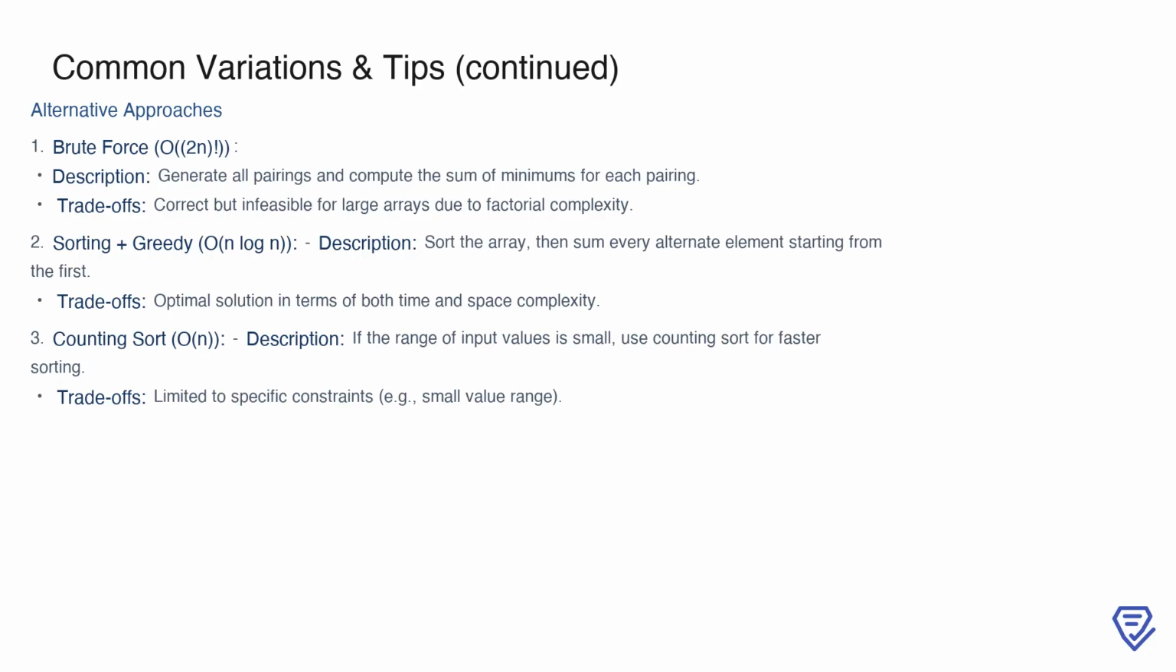Another alternative is counting sort, which has a linear time complexity of O(n), and can outperform traditional sorting algorithms when the range of input values is small. However, its applicability is limited to scenarios where such constraints are explicitly stated. Understanding these trade-offs helps you adapt your approach based on the problem's requirements and constraints.